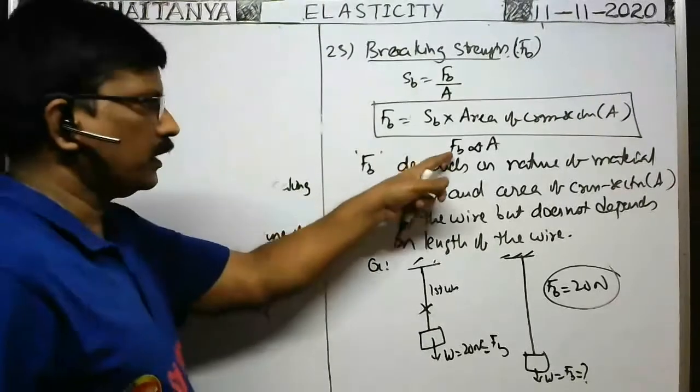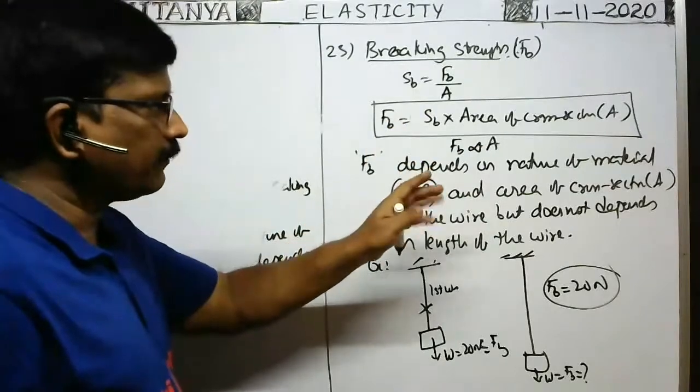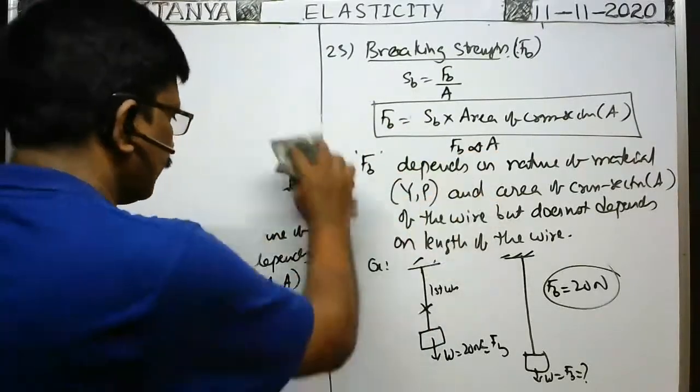This formula is also important. Breaking force or breaking strength is directly proportional to area of cross section of the wire. It does not depend on length. F1 by F2 is equal to A1 by A2. That formula is also very, very important.